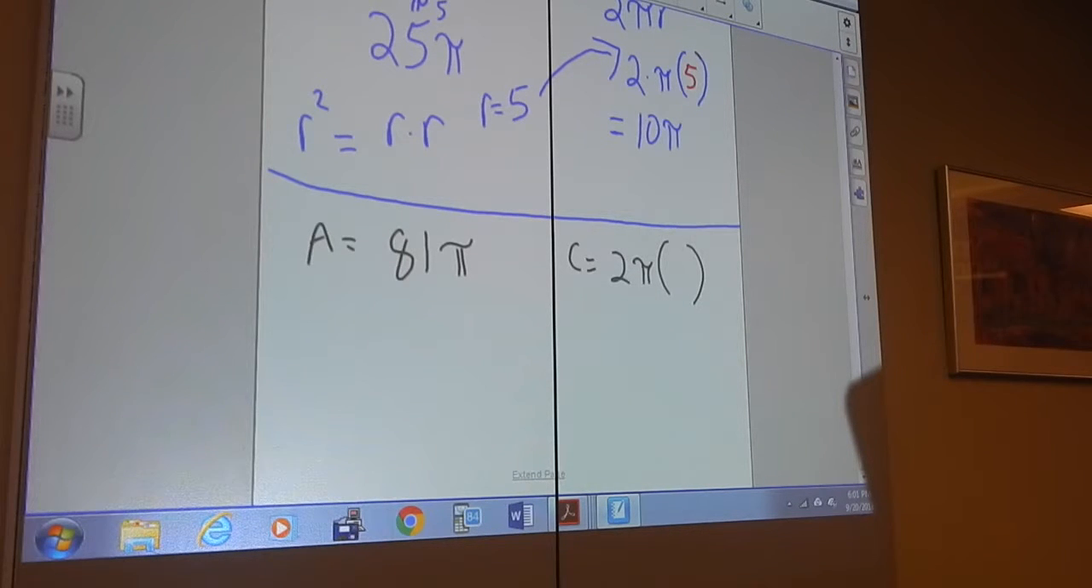So the radius is 9. Radius has to be 9. Did everybody get 9 for the radius? All right, cool. So then the circumference is 2 times pi times 9, which will give you 18 pi. And like I said, if they tell you that pi is 3.14, hit that in your calculator, 18 times 3.14, and your answer will be right there.